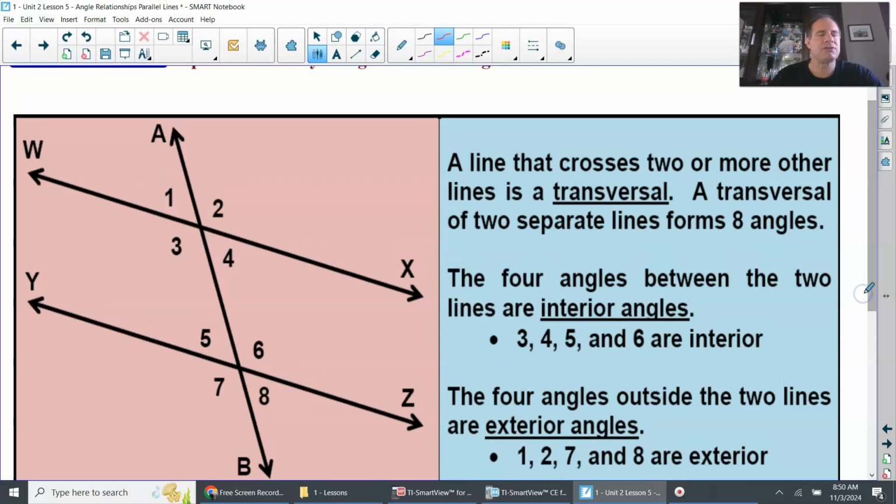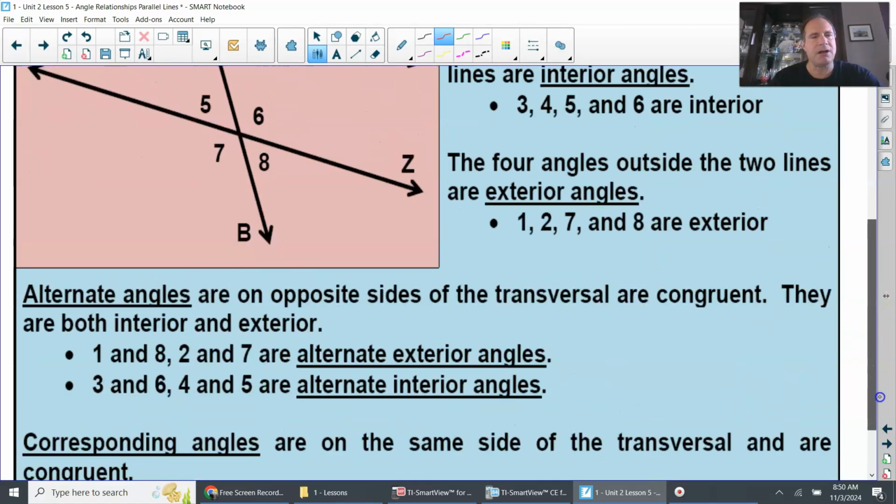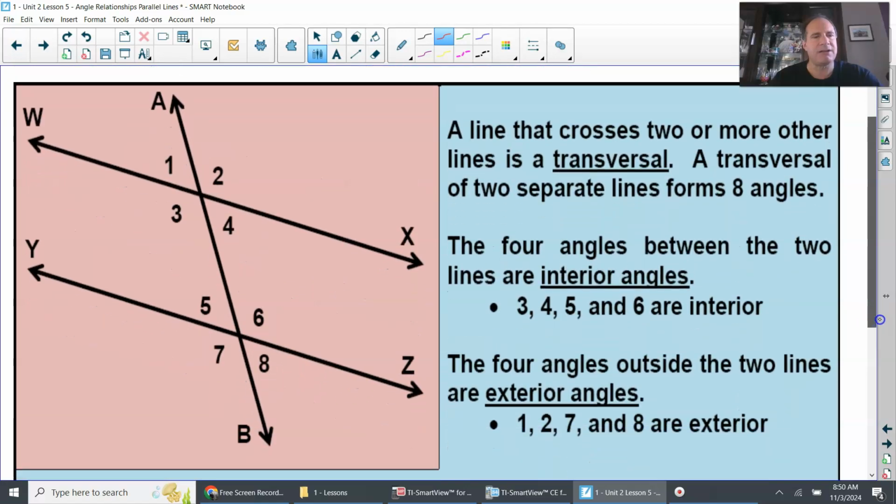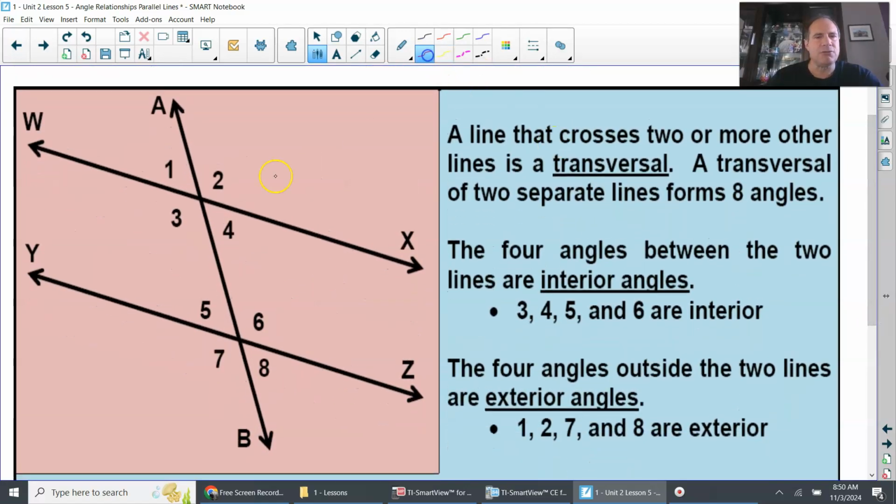Corresponding angles are on the same side of the transversal, and they are congruent, and they're in the same location. So 1 and 5, like I said before, same location. 3 and 7 corresponding. 2 and 6 corresponding. 4 and 8 corresponding. Just remember, I don't have it here, but vertical angles meet in the middle. So if they meet right directly there, 1 and 4 are vertical, 2 and 3 are vertical. 5 and 8 are vertical, 6 and 7 are vertical.